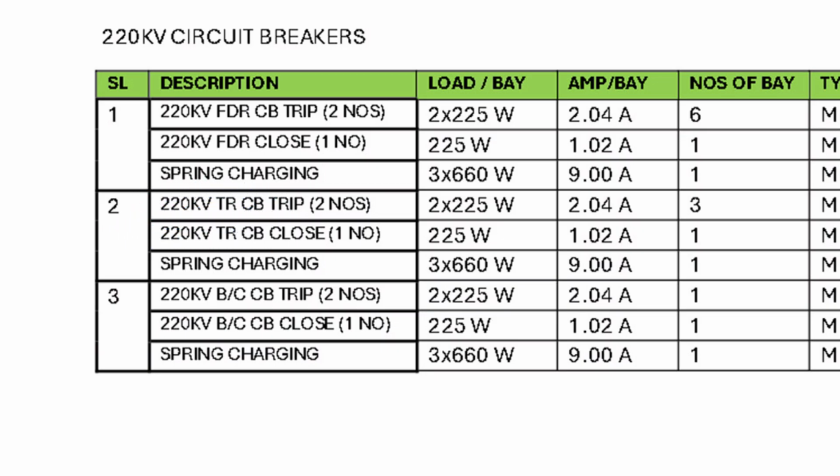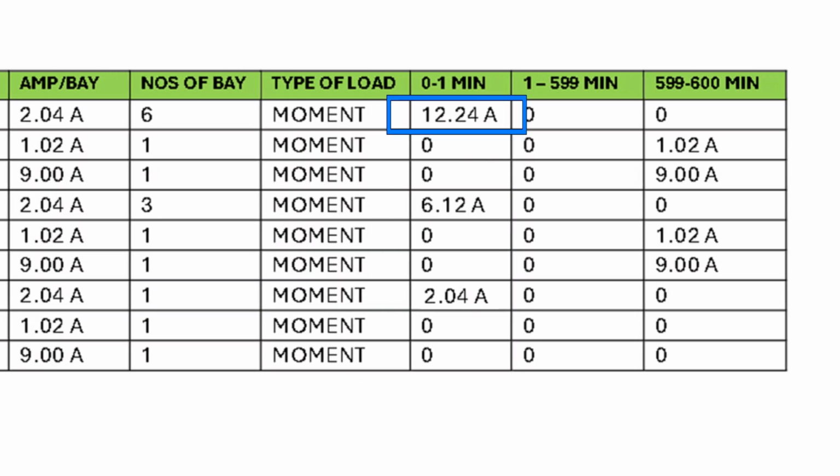So when the circuit breaker trips, the two tripping coils act simultaneously per breaker, and the wattage of each tripping coil is 225 watts. So the ampere rating will be this. And as we have already told, there are 6 such breakers including the forecasted future. So if we multiply this by 6, we will get 12.24 ampere, which will be taken from the battery by the circuit breaker during bus fault tripping at the first minute of the load cycle.